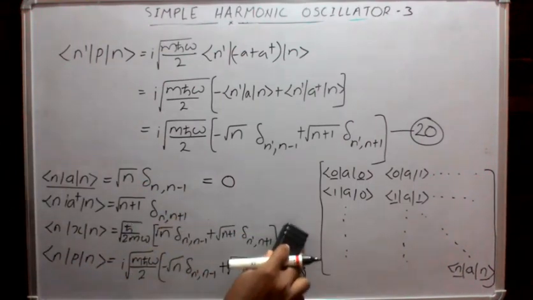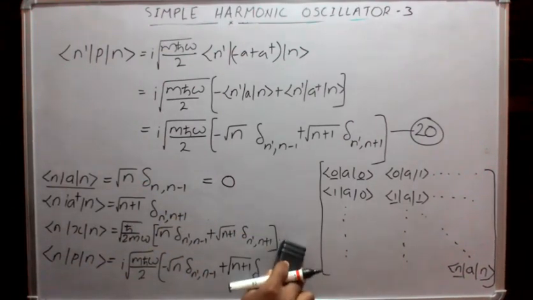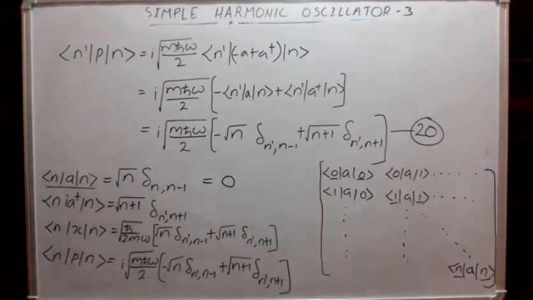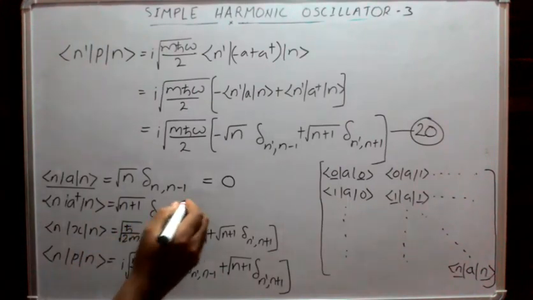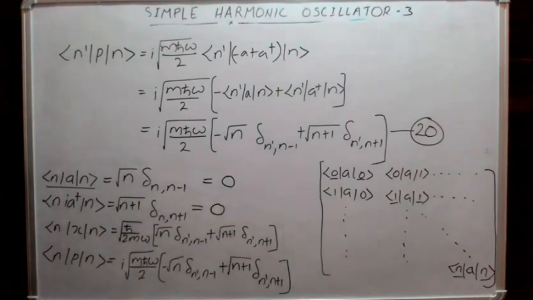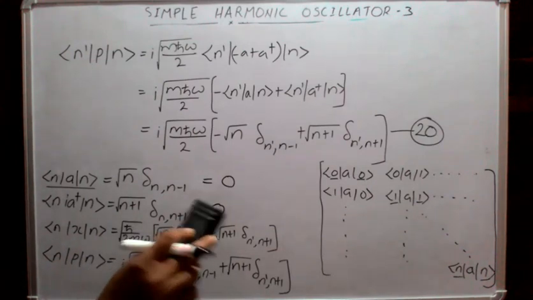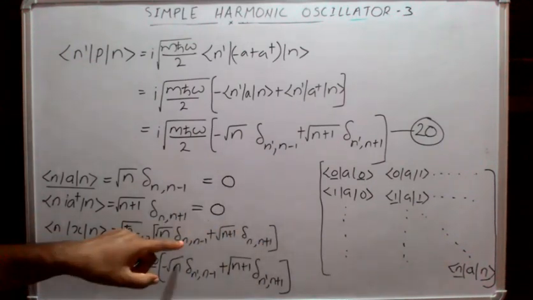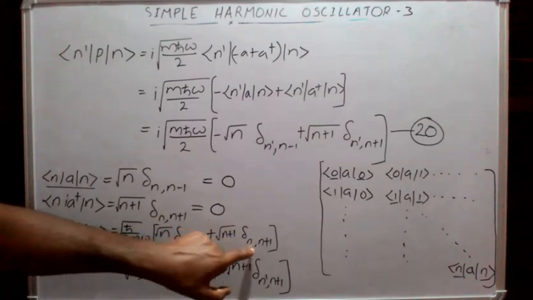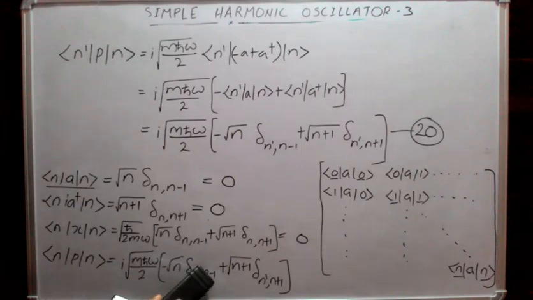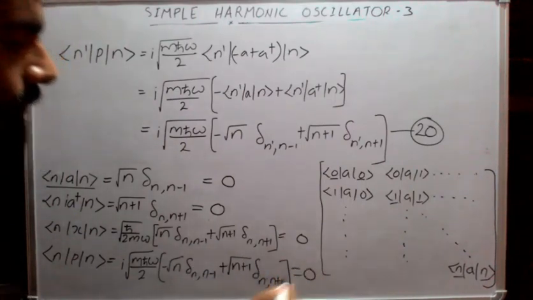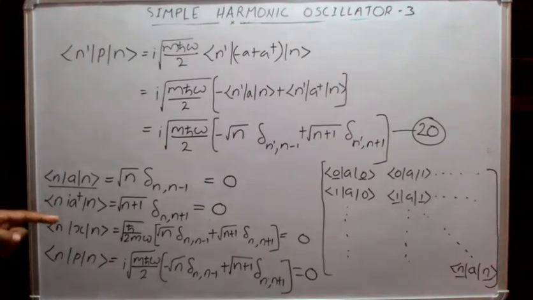Similarly, we are finding the diagonal elements of these different operators. That means this is n plus 1, that also equals 0, and here it's n, and delta n, n minus 1, delta n, n plus 1, this will become 0, and here also the last term n p n equals 0. That means the diagonal elements of these operators will become 0.